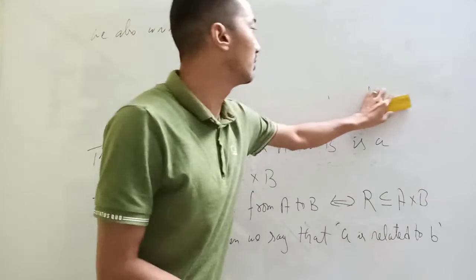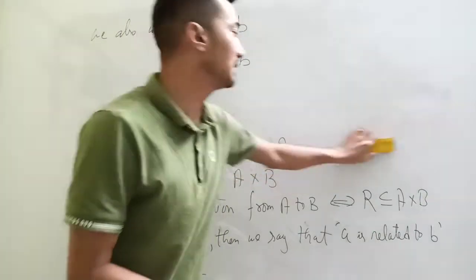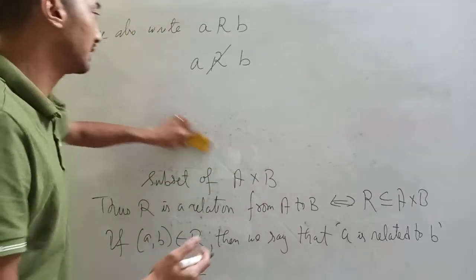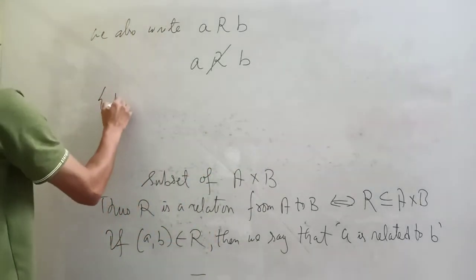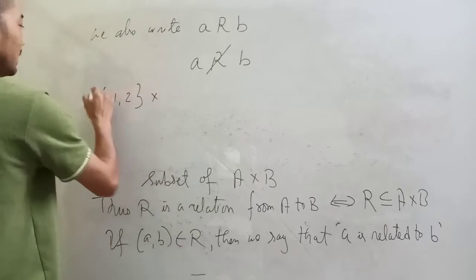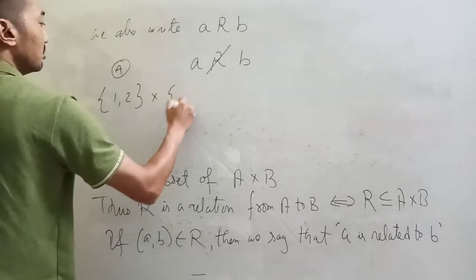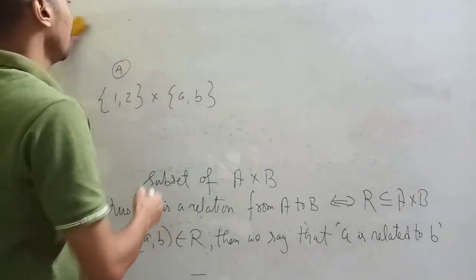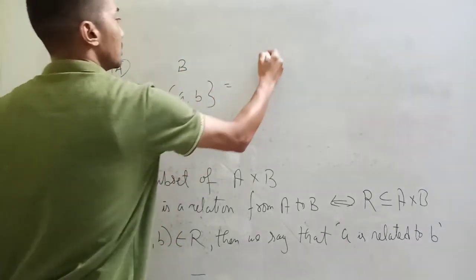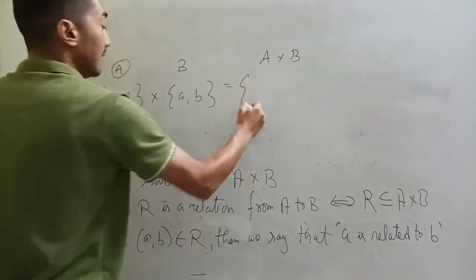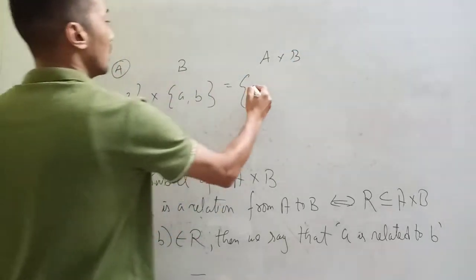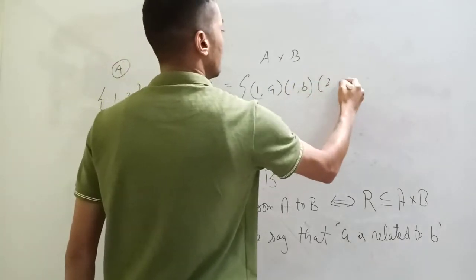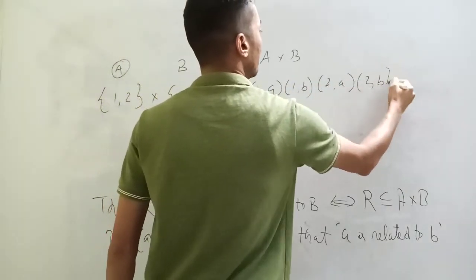That's what a relation is. So I'll give you a very small example. Suppose we have two sets, set A and set B. To multiply A cross B, we get the ordered pairs (1, A), (1, B), (2, A), (2, B).